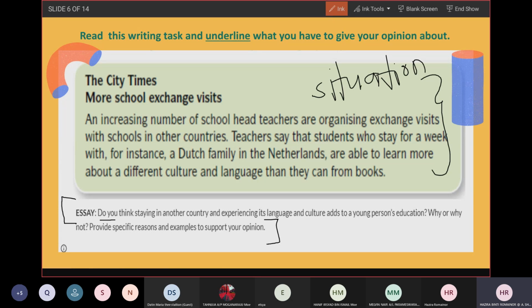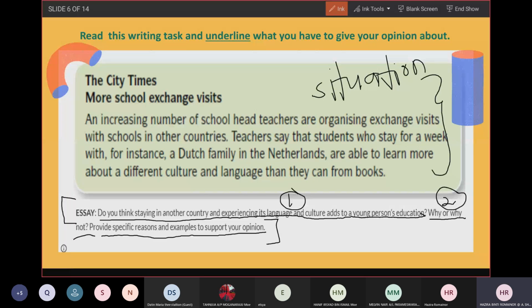Yang pertama, do you think staying in another country and experiencing its language and culture adds to a young person's education? Maksudnya dia tanya, adakah dengan tinggal di negara lain dan merasai pengalaman belajar budaya dan bahasa negara lain akan menambahkan atau meningkatkan pengetahuan seseorang remaja? Why or why not? Ini soalan yang kedua yang awak kena tulis, huraikan dalam esei. Yang ketiga, things that you have to elaborate, provide specific reason and example to support your opinion. Kena ada reason dan contoh untuk menyokong pernyataan awak di atas.